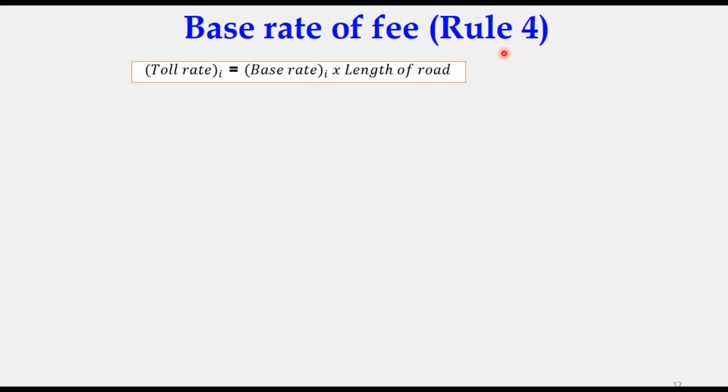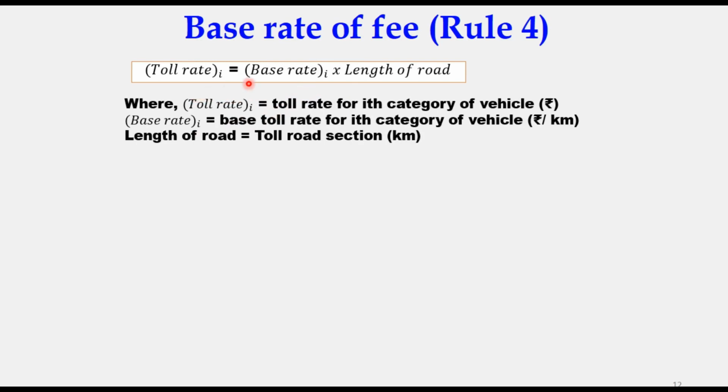Rule 4 provides the calculation of toll rate. Now, the toll rate for a vehicle type I is given by this equation, that is the base rate for the vehicle multiplied by the length of the road.